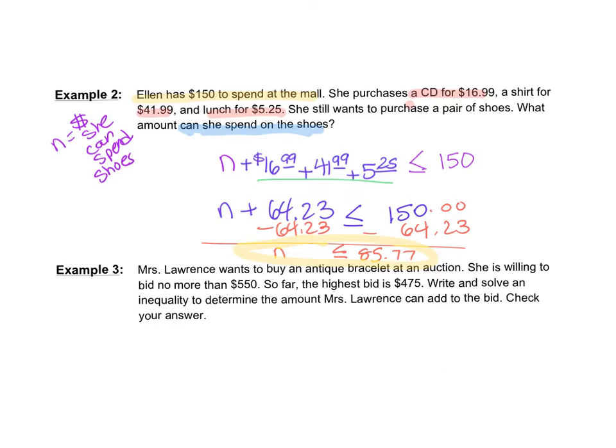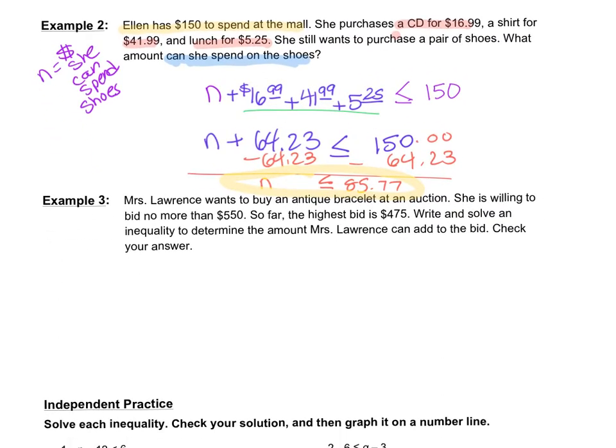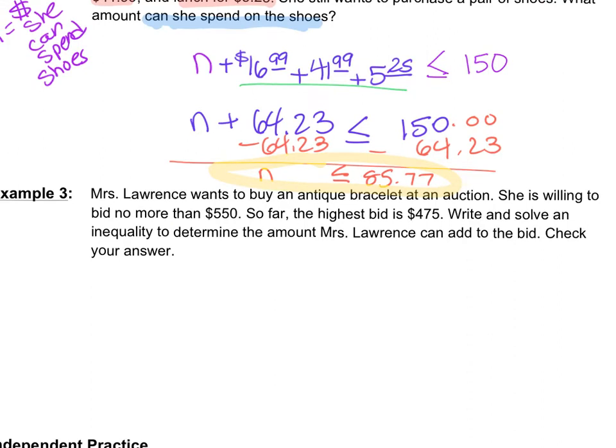Miss Lawrence wants to buy an antique bracelet at an auction. She's willing to bid no more than... Okay, so as we see that she's willing to bid no more than, we know that the amount she wants to bid, B is for bid, the total amount has to be less than or equal to $550. So far, the highest bid is $475. Write and solve an inequality to determine the amount that she can add to the bid.